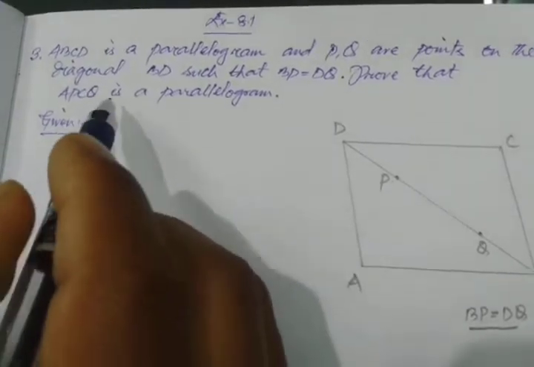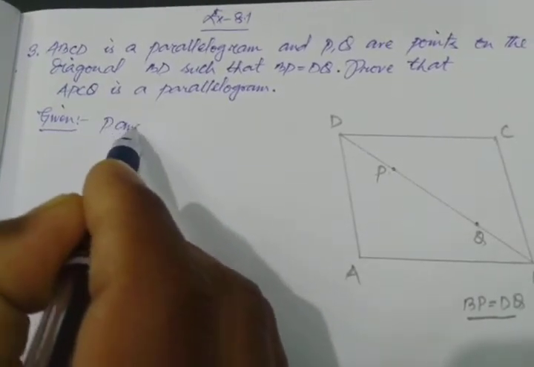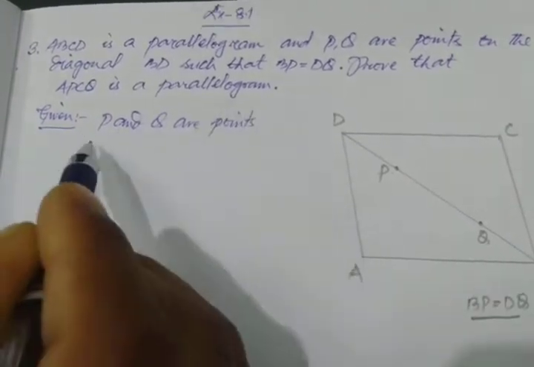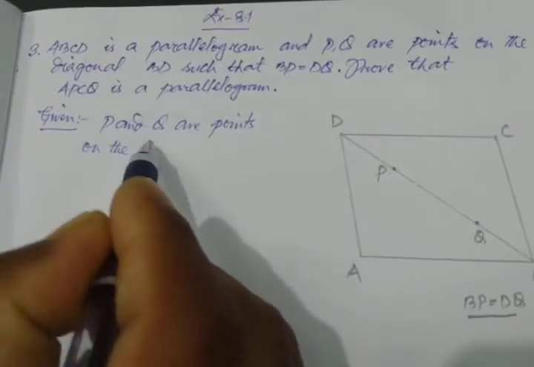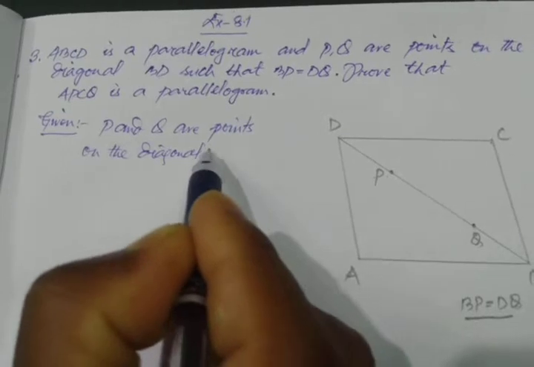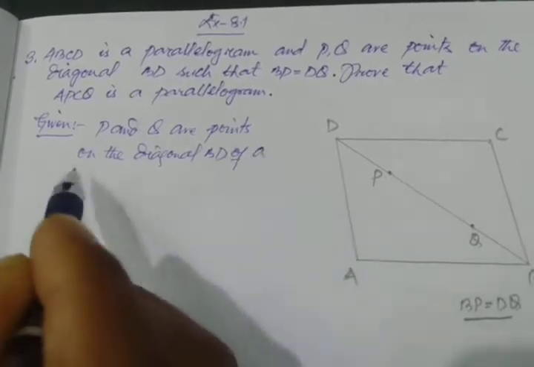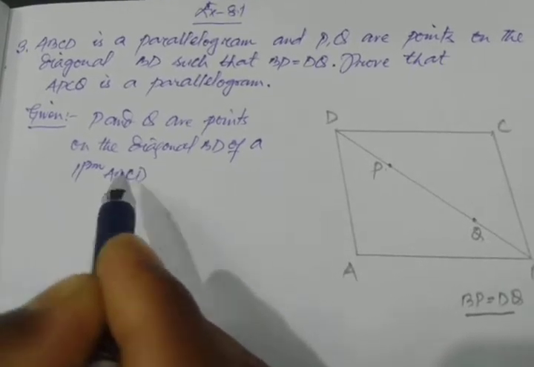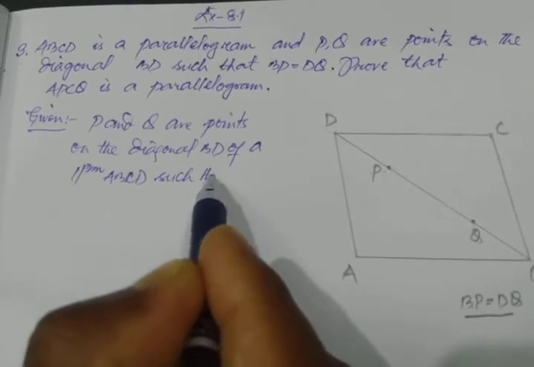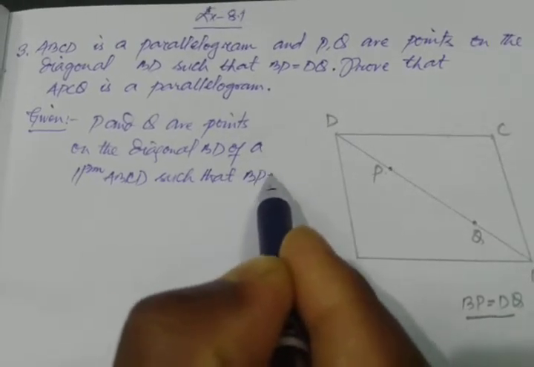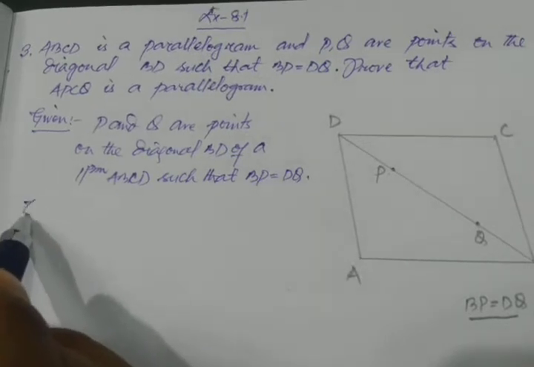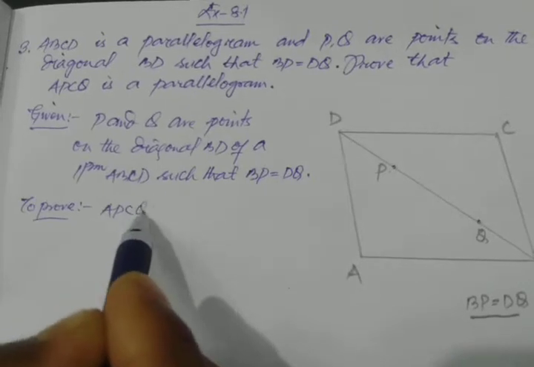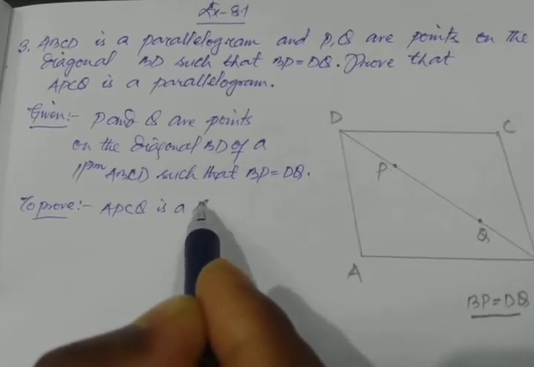Given: P and Q are points on the diagonal BD of a parallelogram ABCD such that BP equals DQ. To prove: APCQ is a parallelogram as well.